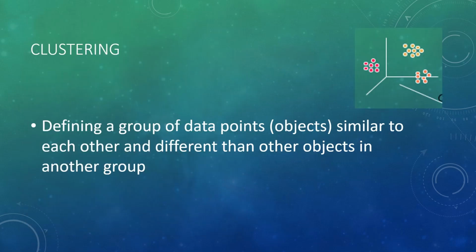Another task of data mining is clustering. Clustering is different from prediction and association analysis. In clustering, we try to group the data together. In other words, we try to identify a group of points that belong to each other, or that are more similar to each other than to other objects or data points in other groups.